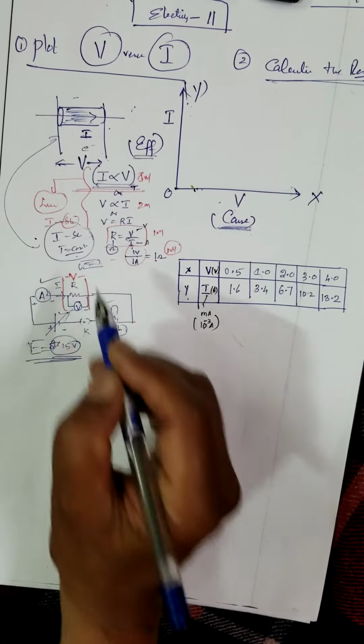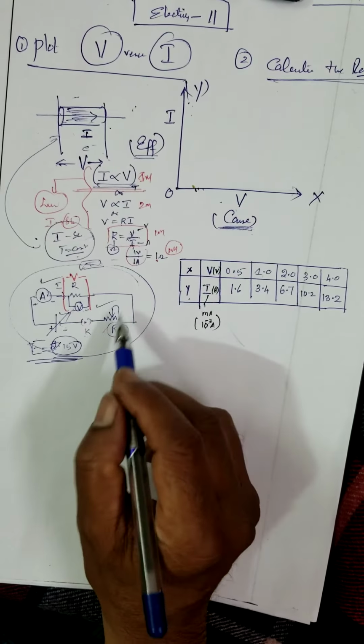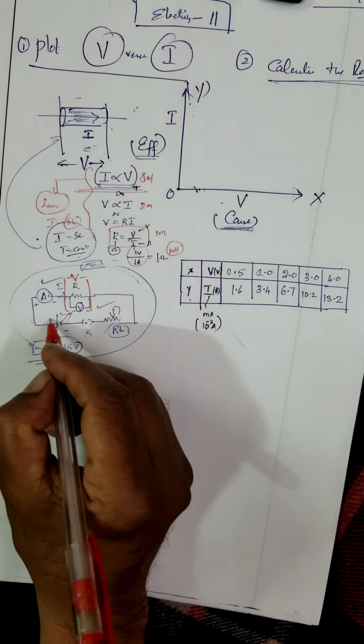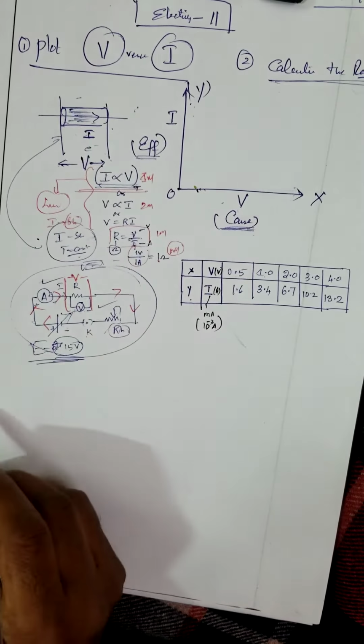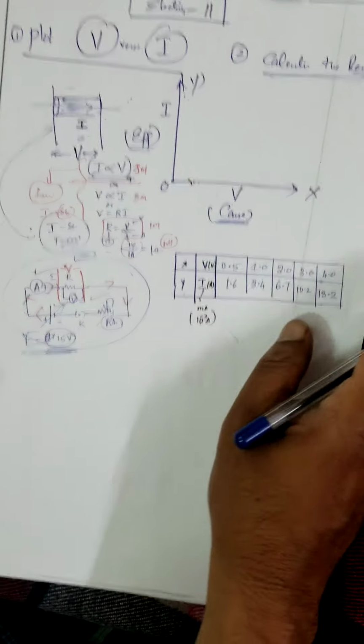Therefore, voltmeter, ammeter, this is a circuit, or we call it an electrical circuit. The current flows from positive to negative, and V is the voltage. Now we have to plot it. How to plot it? See, I'm going to plot the graph.